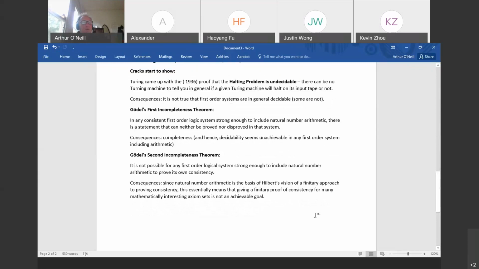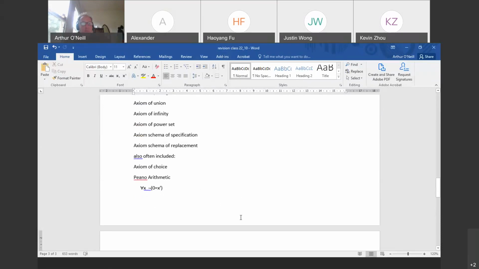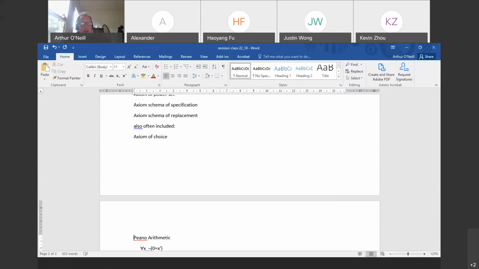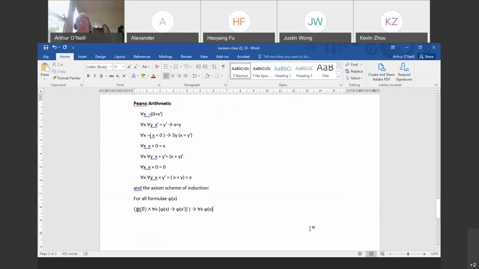I thought it might be interesting, while you're waiting for questions, I'm waiting for questions, to just show you what an axiom set looks like. To make it clear, it's not finite. It's finitary, but not finite. So here's a set of axioms for arithmetic.